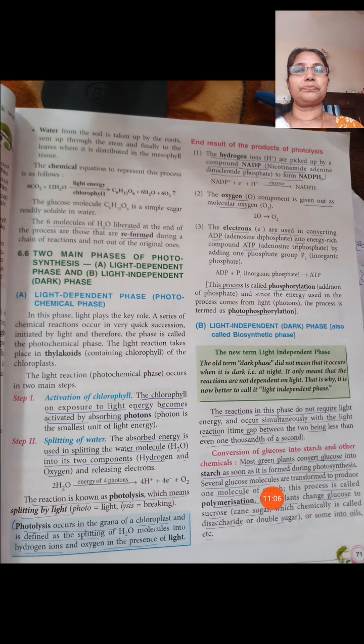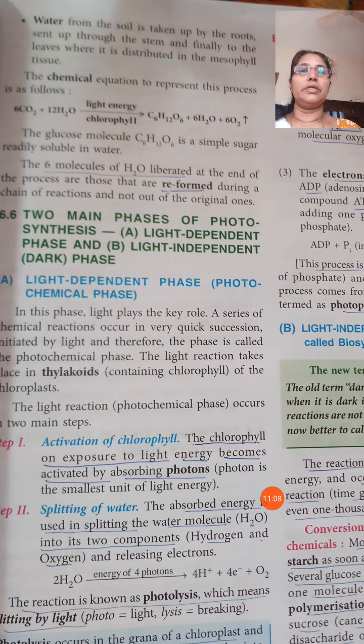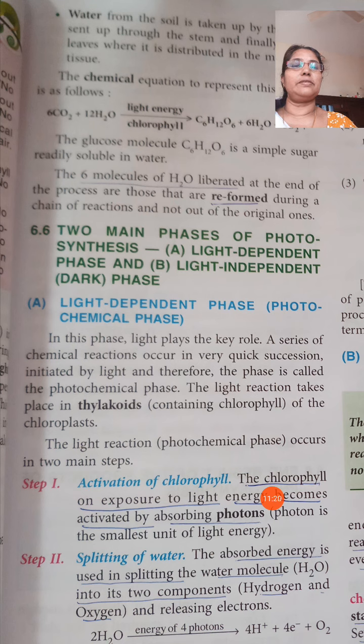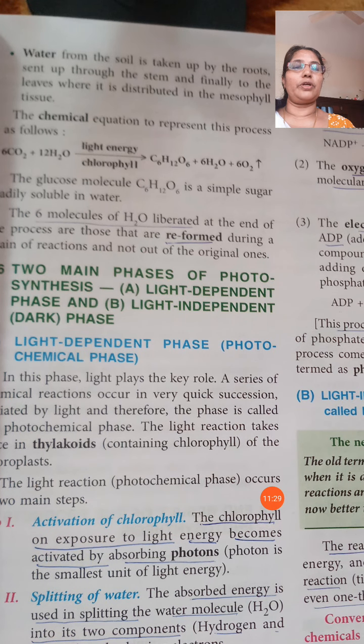Then again, here the chemical equation to represent photosynthesis is given. That is 6 carbon dioxide plus 12 water molecules, in the presence of light energy and chlorophyll, give the production of glucose. C6H12O6 is the glucose molecule. Then as byproducts, 6 water and 6 oxygen. Oxygen is a gas, so the arrow is given upward.